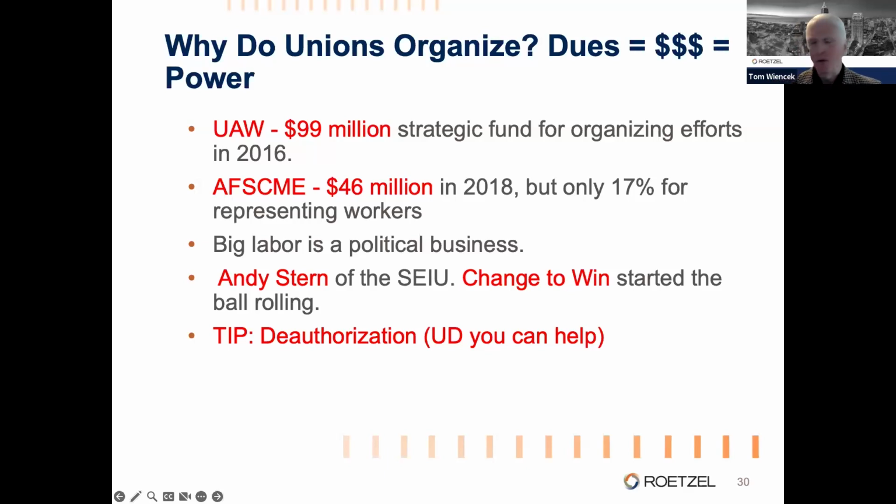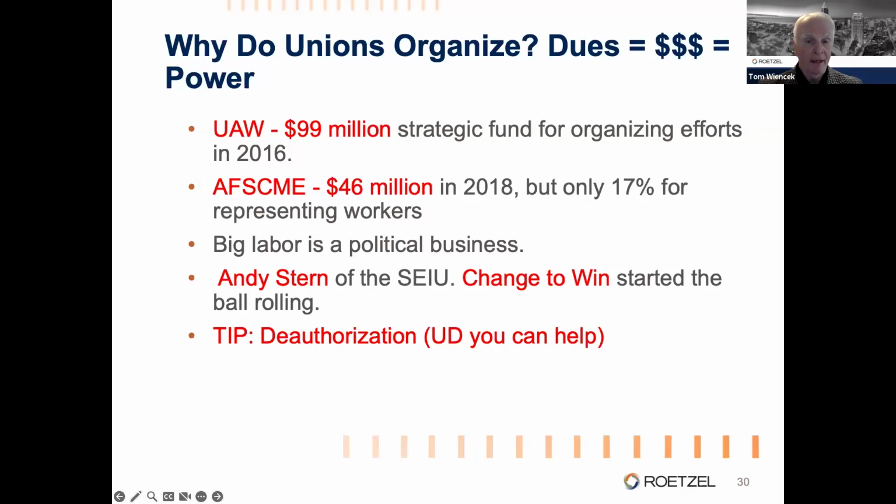Now, if you are organized, I'm going to give you a tip about a concept called deauthorization. This is a process that is not necessarily advertised as much as decertification. Most of you probably know about decertification. That's where the employees, similar to a regular election, have an election to get rid of the union. They have to have, just like an election, 30%, and then the majority of the people who vote on election day determine whether or not the union is in or out.